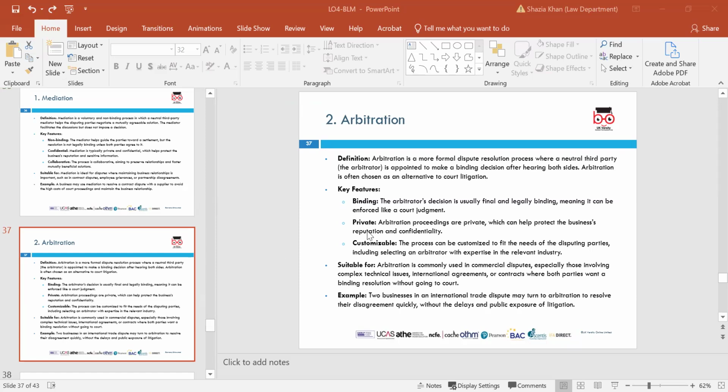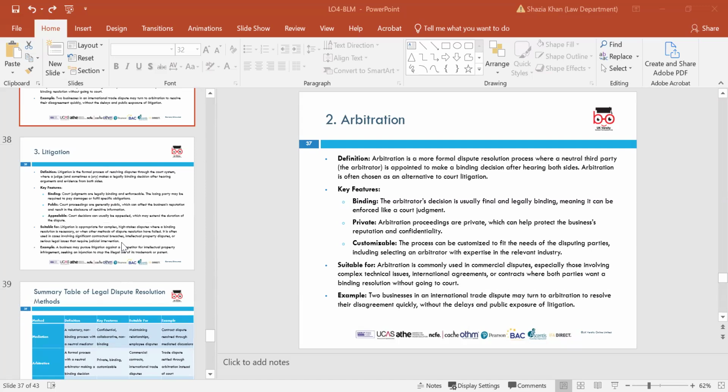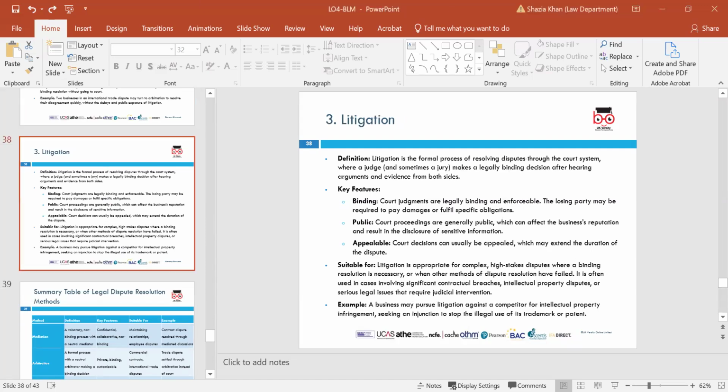So key features: it's binding, it's private and it's customisable. It is suitable for commercial disputes, especially those involving complex technical issues, international agreements or contracts where parties want a binding resolution. Example: two businesses in an international trade dispute may turn to arbitration to resolve their disagreement quickly without any sort of delays.